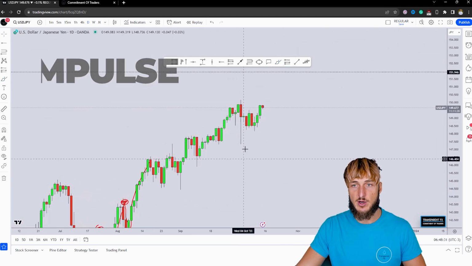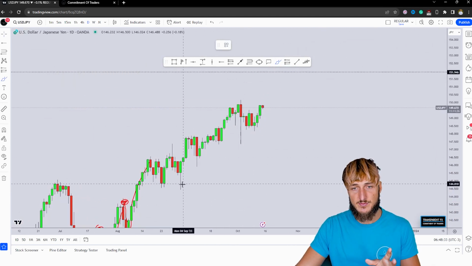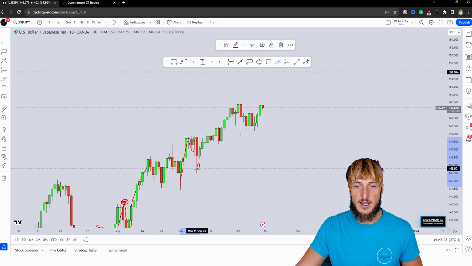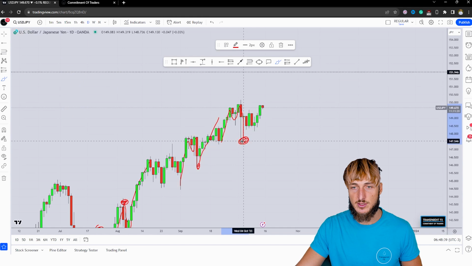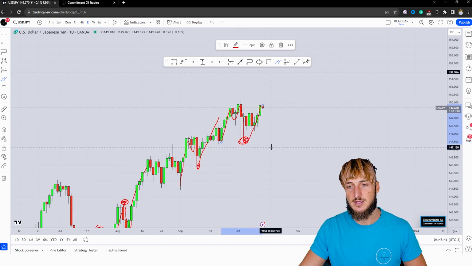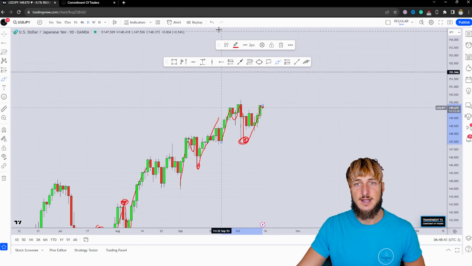And again, the market gave us that. And in the very last analysis, I explained first why after this M pattern we could expect a move higher, and then after this M pattern here, from here, why we could expect this rejection to the upside. And again, that is what the market gave us.